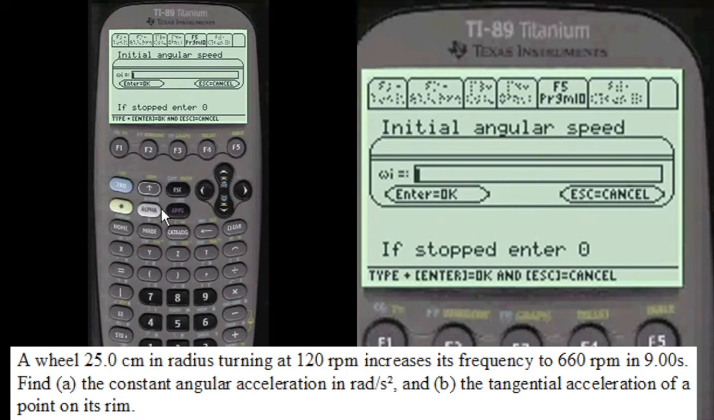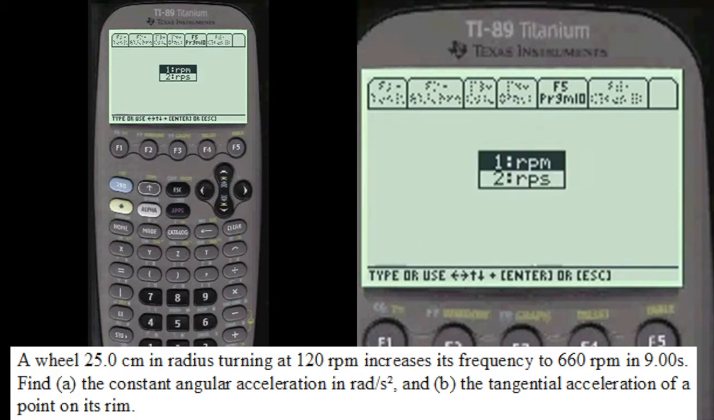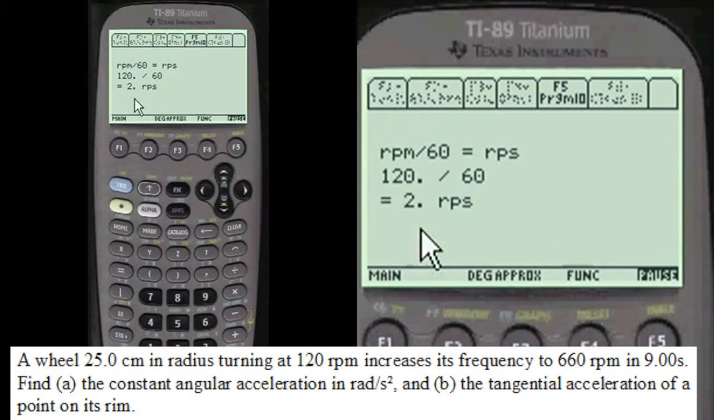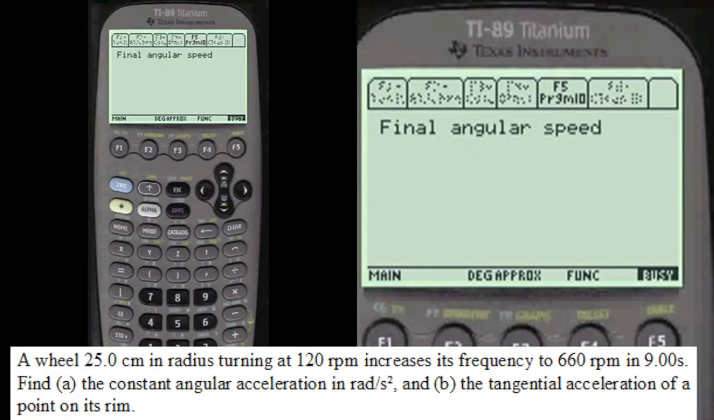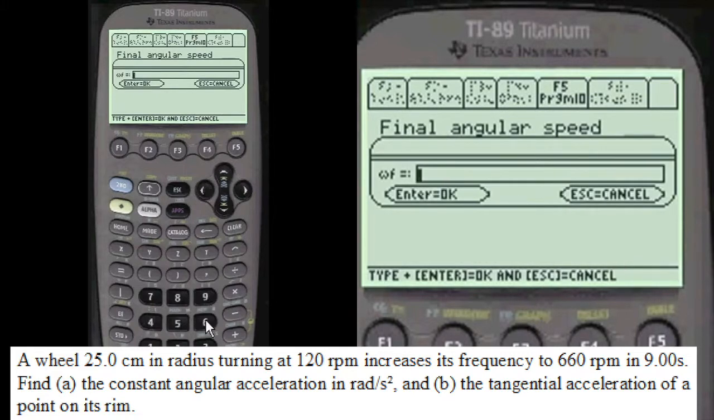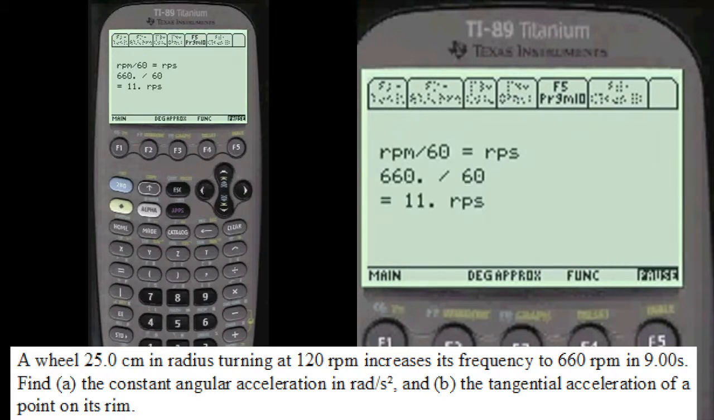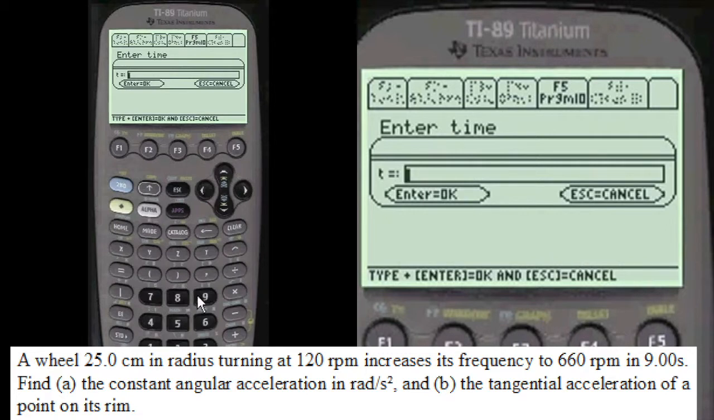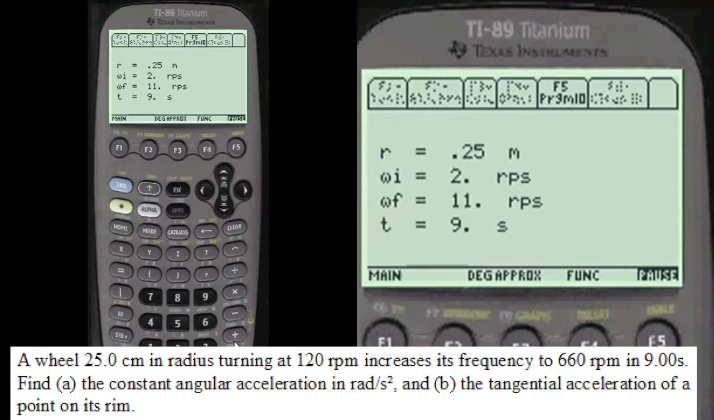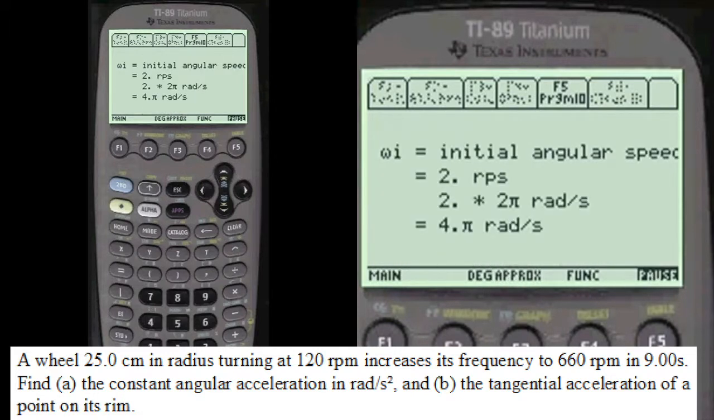Angular speed, all right, alpha 120 RPMs. You need that to get RPMs per second. Per seconds is in the formulas. To 660. Alpha 660 RPMs again. And alpha 9 seconds. I always show you what you've entered so you can change it if it's not right. I say it is okay.